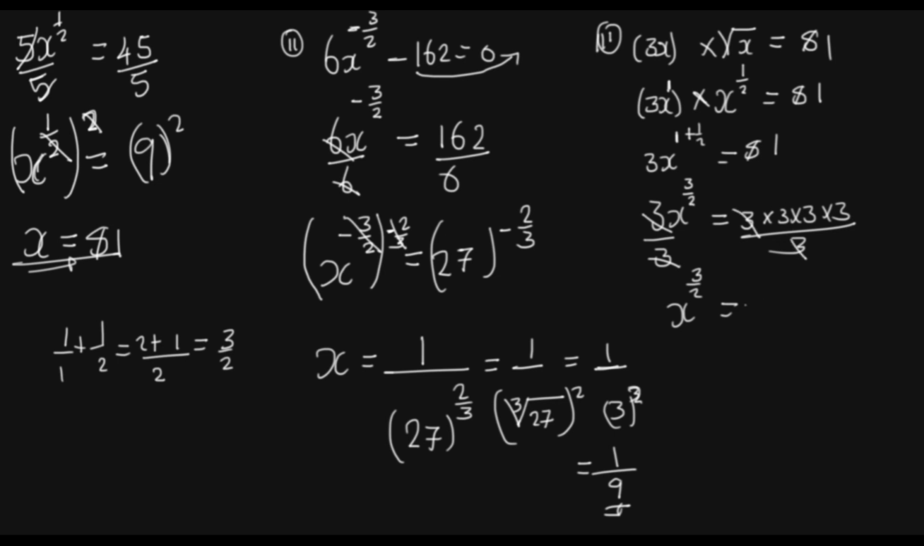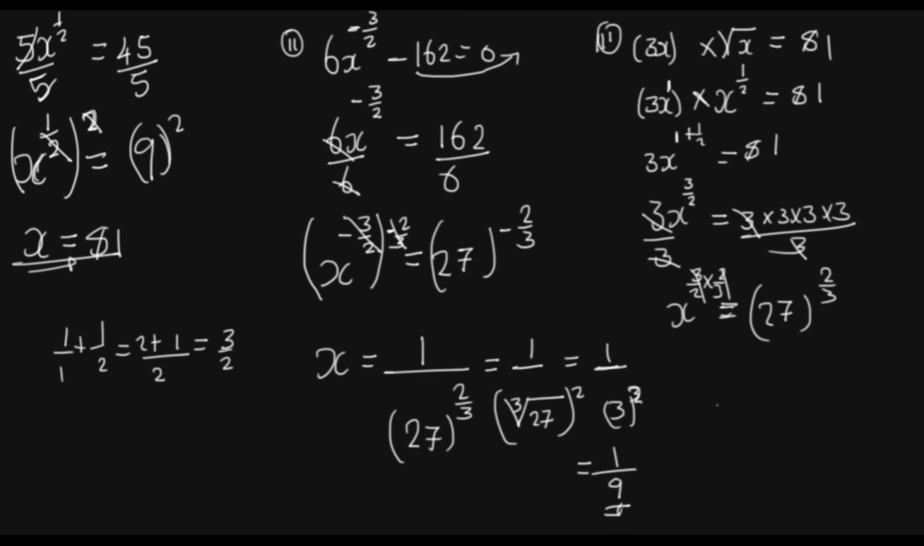We can see that we have 27. So we have 27. 3 times 3 times 3 is 27. Then we need to multiply by now the reciprocal, which is 2 over 3. Also here 2 over 3.